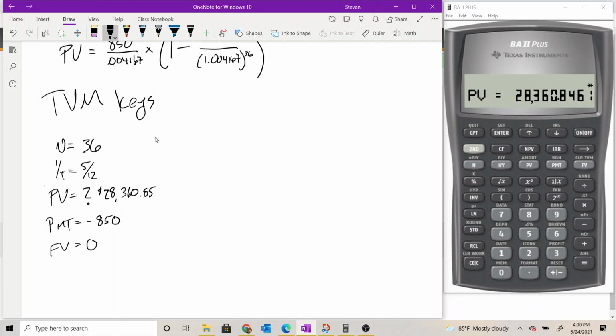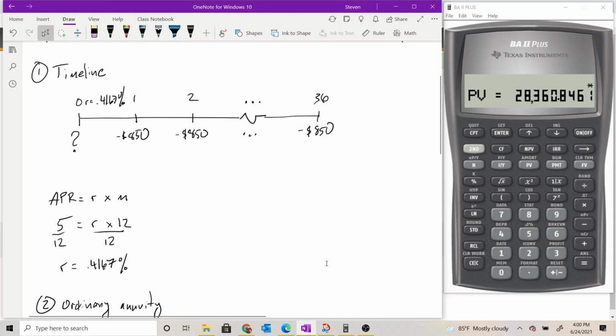So we can borrow up to $28,360.85, and if we borrow exactly that and repay it over 36 months, then our monthly payment as we repay that loan will be $850. So if we were to put that on the timeline, that would be a cash inflow right here of $28,360.85, which of course we would turn around and use to buy equipment. But in terms of just the loan, which is what we're looking at here, we would receive the $28,000 today, and then we would repay it over 36 months at $850 a month.